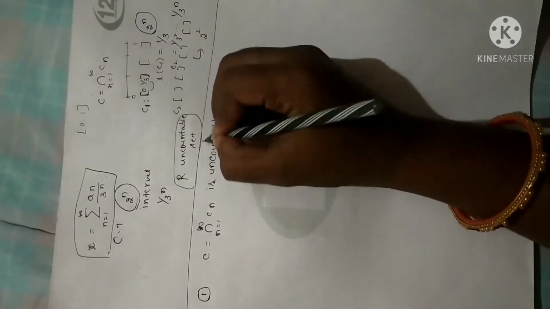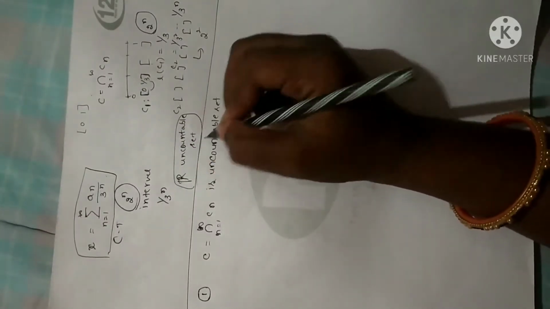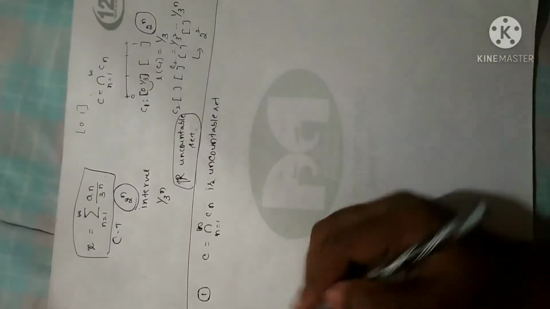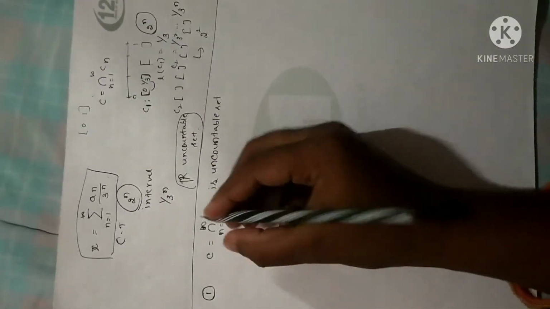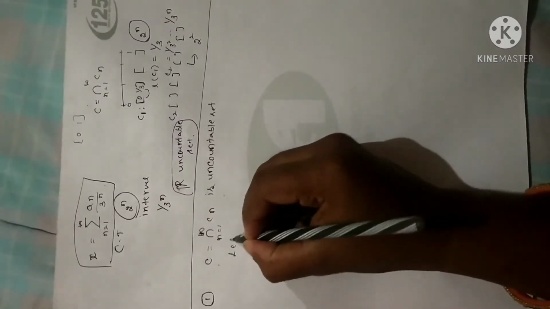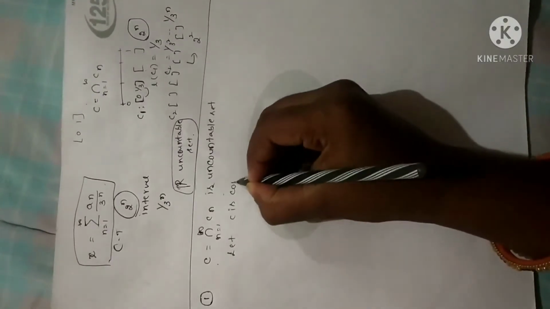R is an uncountable set. It is one of the examples of an uncountable set. You have already done this proof in real analysis, so the same methodology will be used here also. What we have to prove is that C is uncountable. Now I am going to prove this by the contradiction method. In the sense, let me assume C is countable.